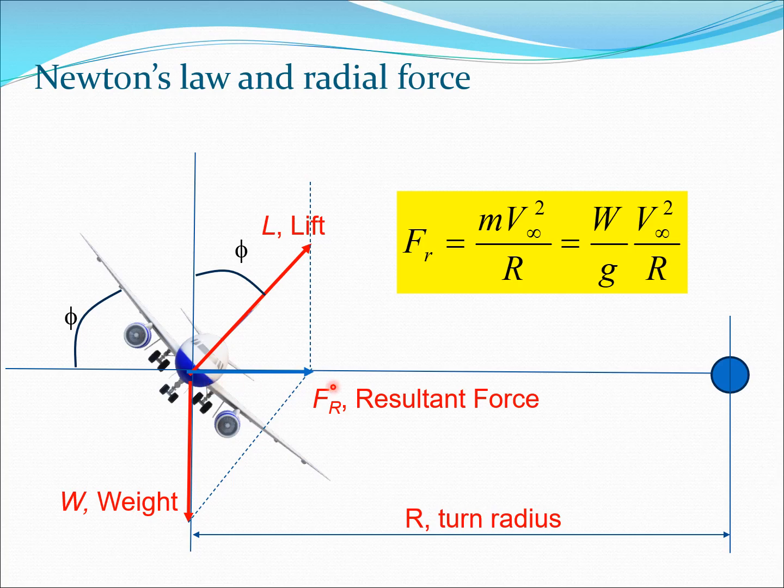And from our knowledge of circular motion in high school physics, we know this Fr is equal to m v infinity square by r. So essentially m is the mass and v infinity square by r is the acceleration in the circular motion system. So we can write this as W by g times v infinity square by r, where W is the weight, g is the acceleration due to gravity, which is 9.81 meter per second square if you are considering Earth. So again, just to recapitulate, r is the turn radius here and Fr is the resultant force which is coming because of the lift and the weight.